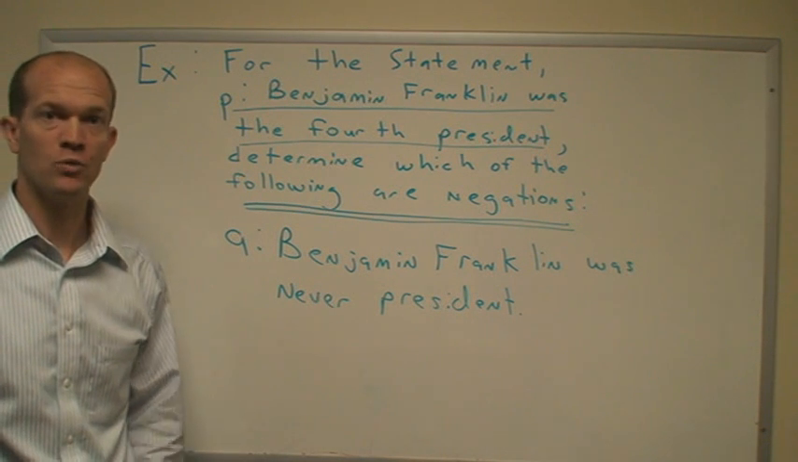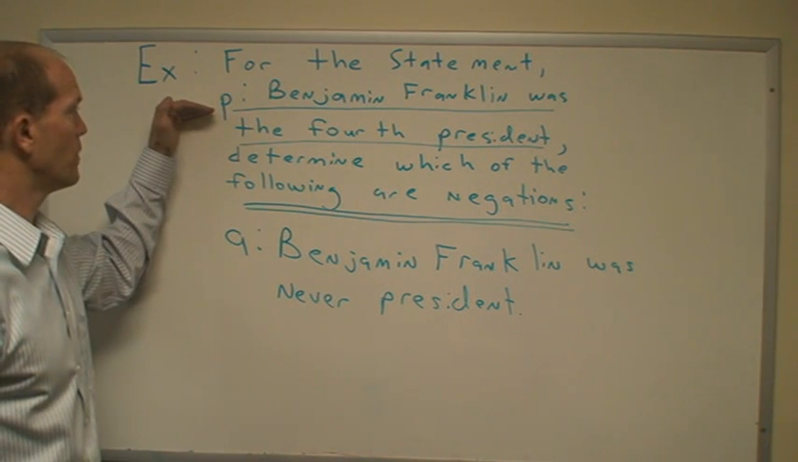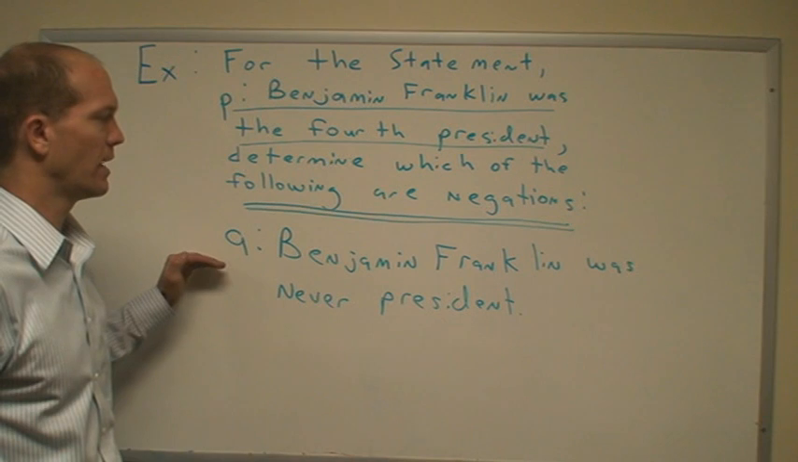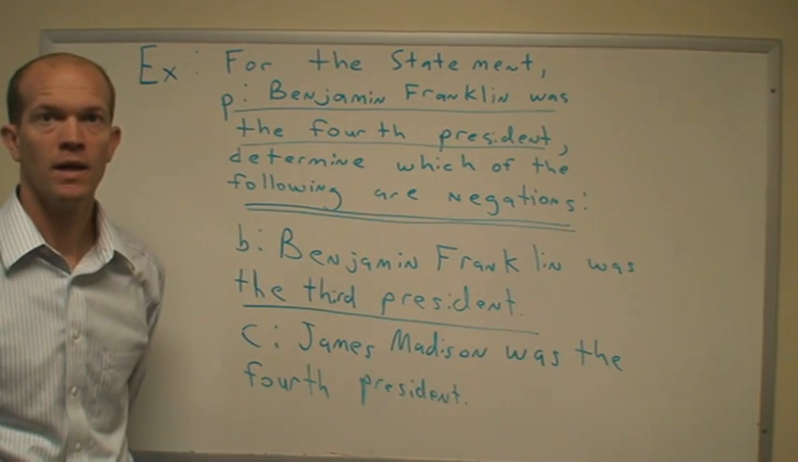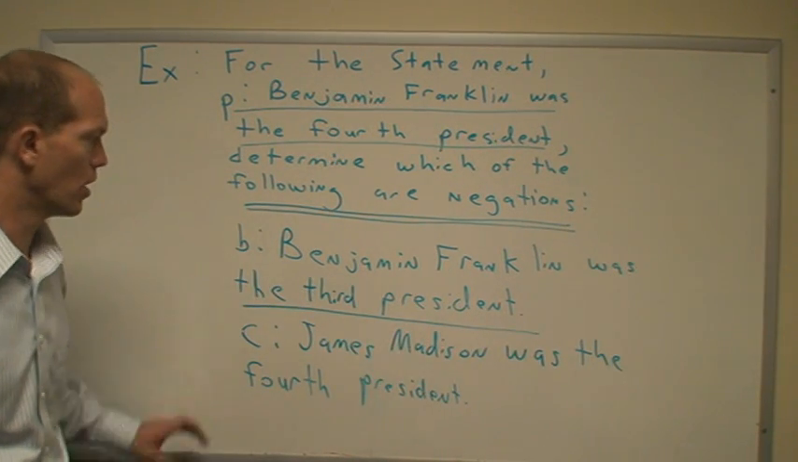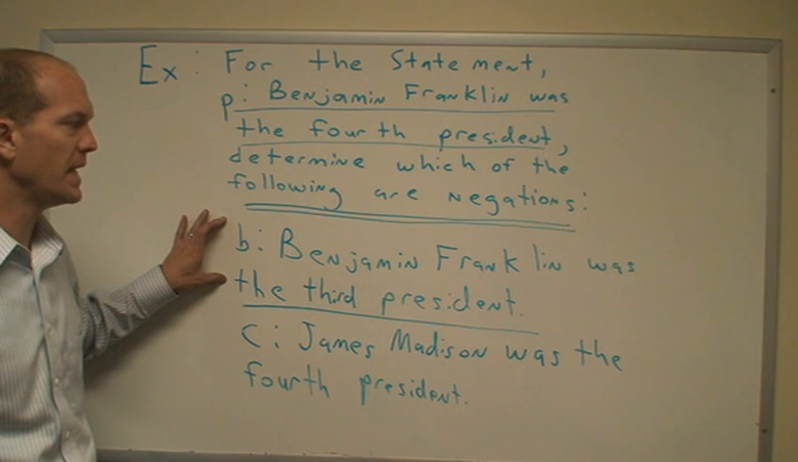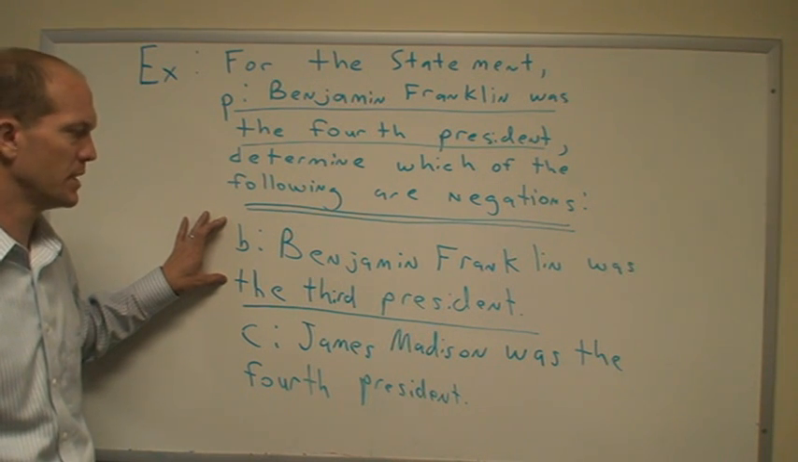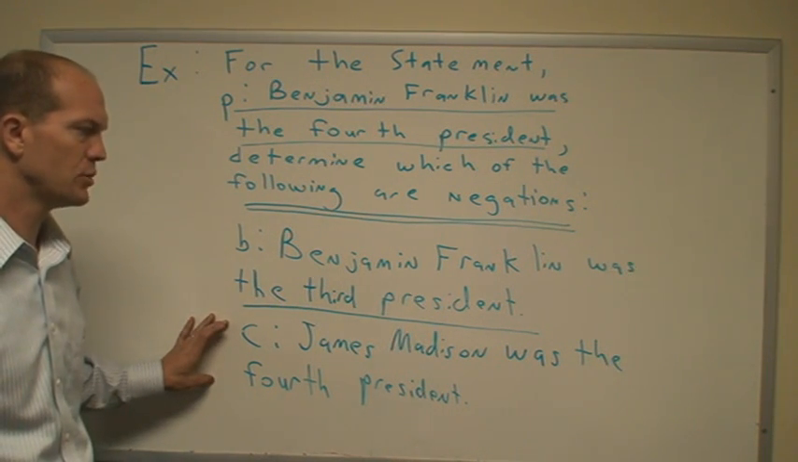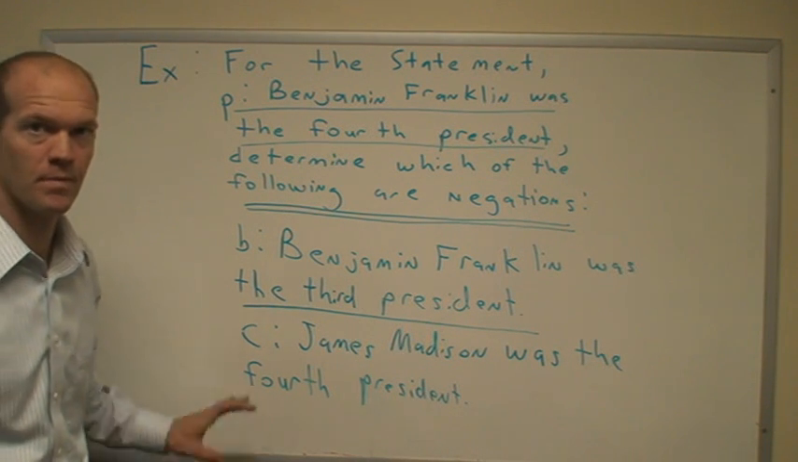That would be what a negation would look like if P being false guaranteed that A was true and vice versa. The next two statements to consider are B, Benjamin Franklin was the third president, and C, James Madison was the fourth president.